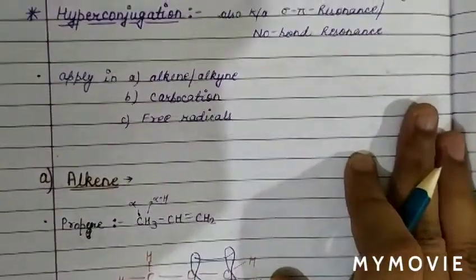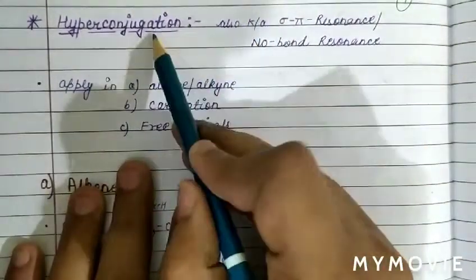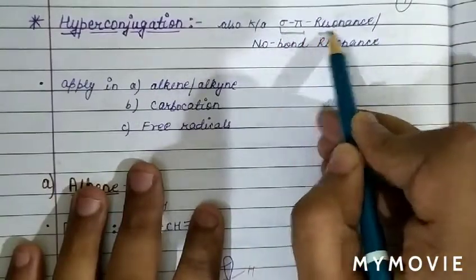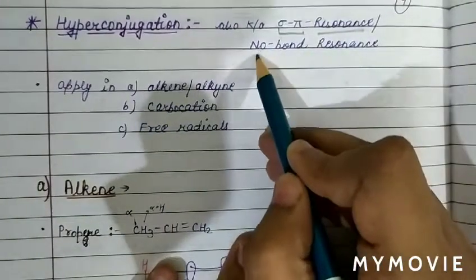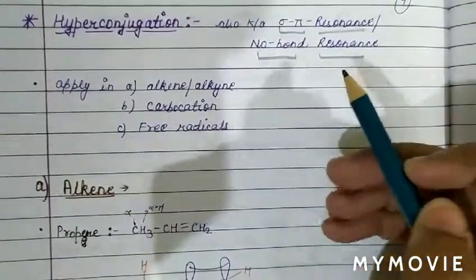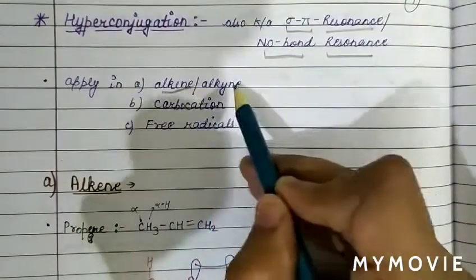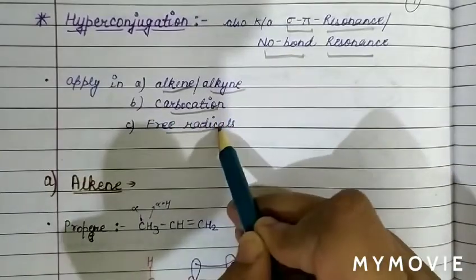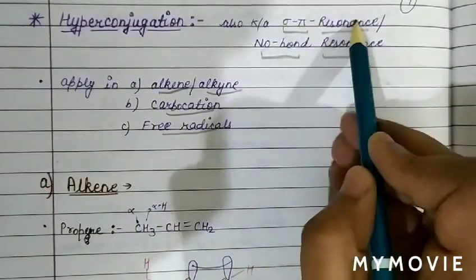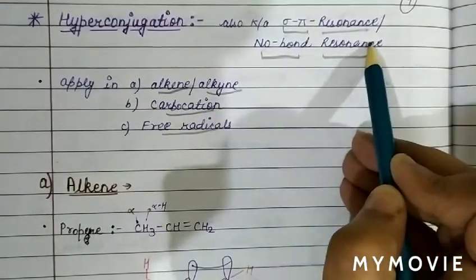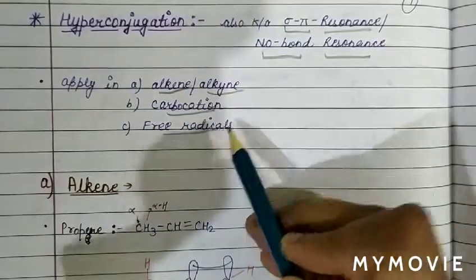The next topic we are going to discuss is hyperconjugation. Hyperconjugation is also called sigma-pi resonance, or no bond resonance. Basically, the hyperconjugation system is applied in alkenes, alkynes, carbocations and free radicals.